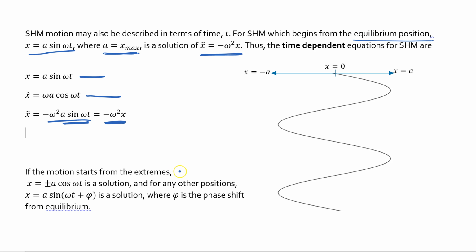Now, if the motion starts from the extremes, then depending on which way the particle is travelling, plus or minus a cos omega t will be solutions also, and for any other positions in between, we can take a sine omega t plus a phase shift, phi, or we can actually write some combination of sine and cos as well.